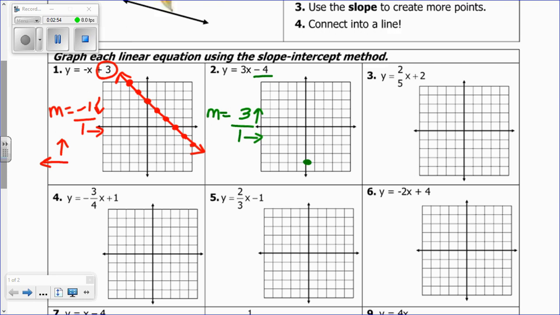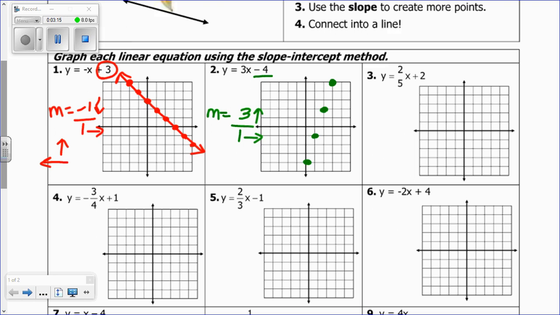So from our y-intercept, we're going to go up 3, right 1, and then plot a point. And then we're going to do it again. Up 3, right 1, plot a point. And then let's do it again. Let's fill in the space.